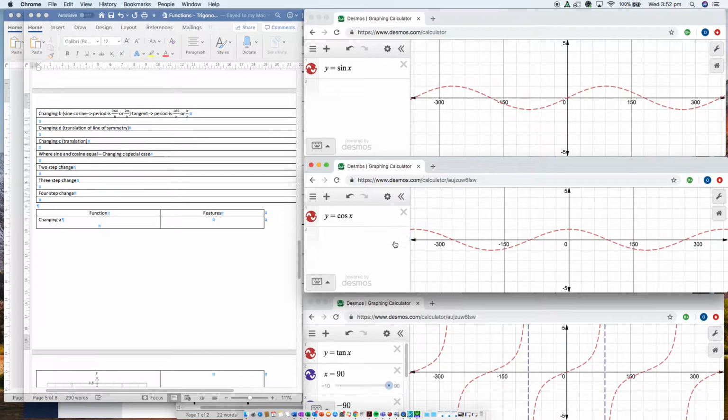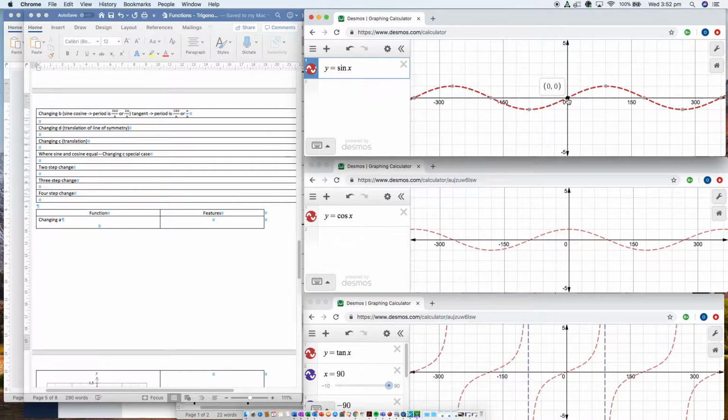Firstly, let's do it for sine, and then we'll be doing it for cosine, then tangent, and seeing what B does. A key piece of information is that we have to look at the period first. So what's the period? Well, the period is the distance required in angles to go and repeat that pattern.